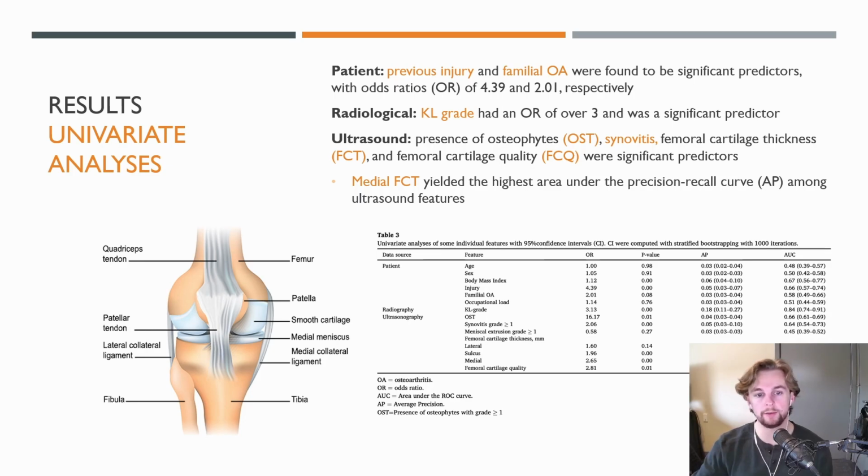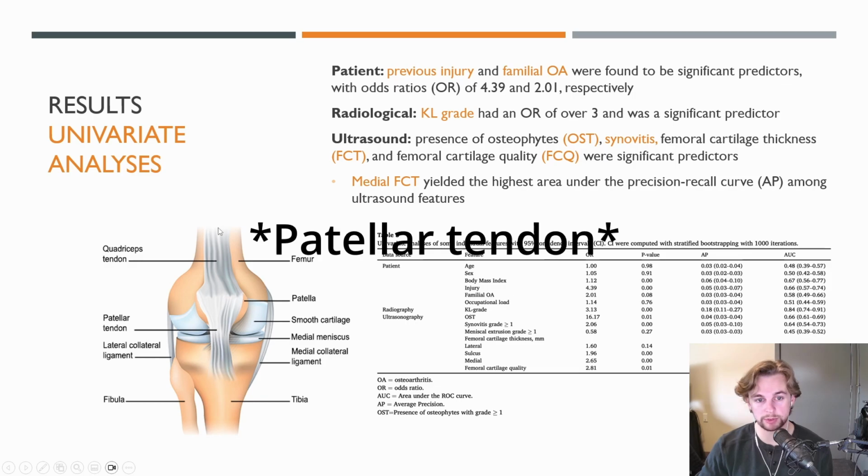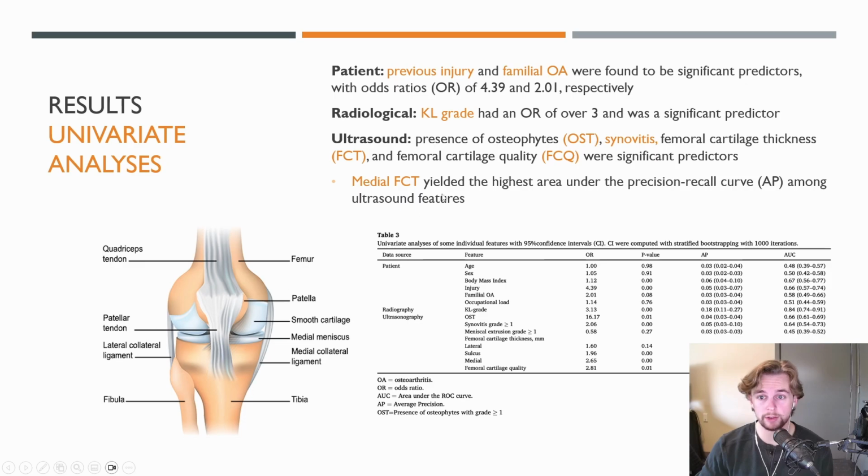So this basically means that if you look at this knee here, the lateral side of the knee is where my mouse is right here. The medial side is right here. As for the femoral cartilage thickness, the femur is this top bone here, so that's the lateral femoral cartilage. This is the medial femoral cartilage. And then the sulcus is in between, underneath this patellar ligament that runs right there. The medial had the highest area under the curve. This cartilage right here yielded the highest area under the precision recall curve.